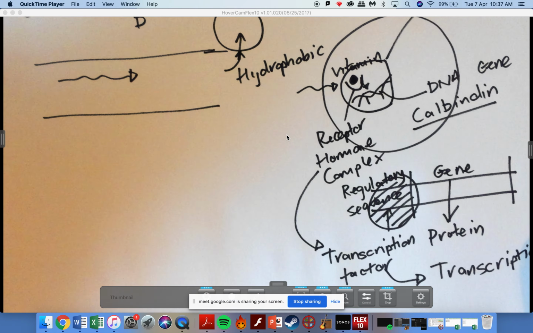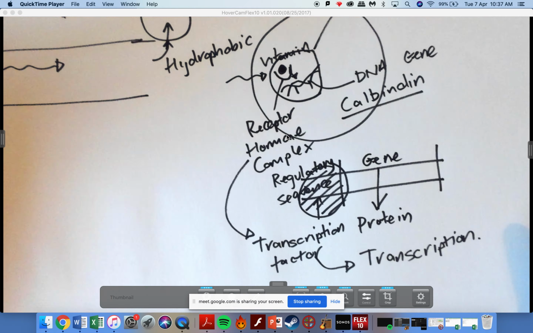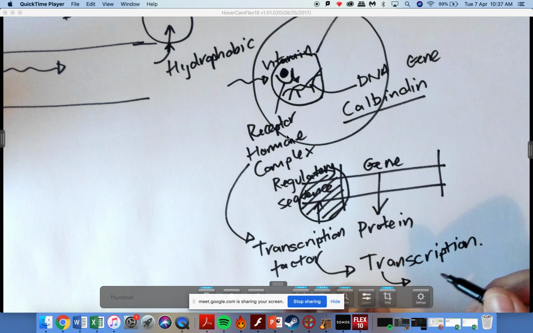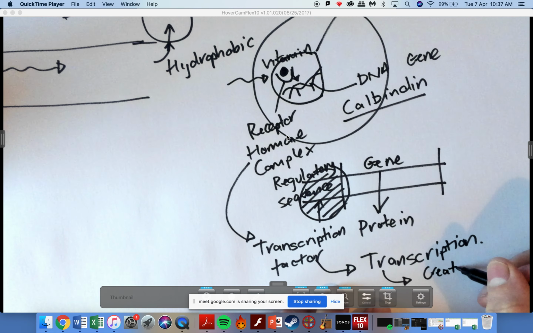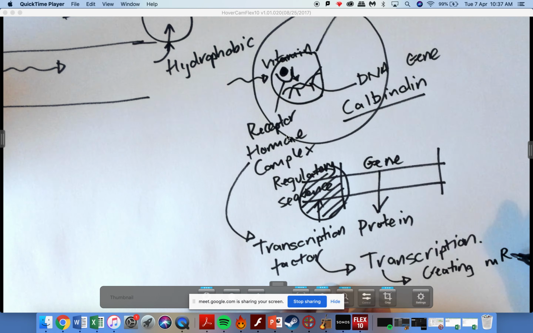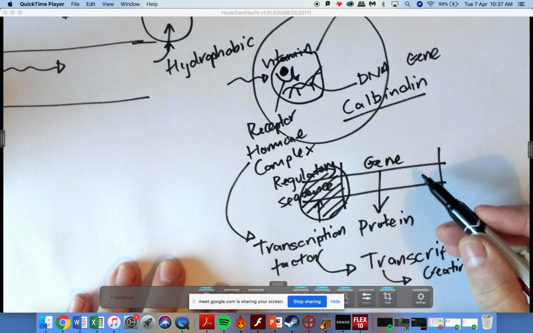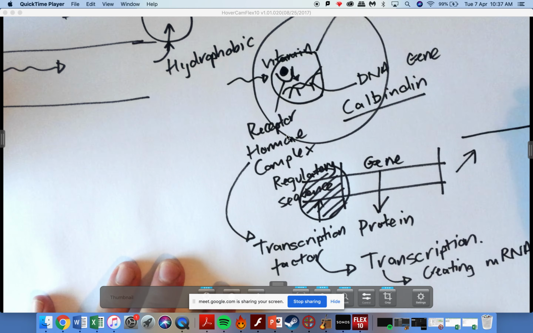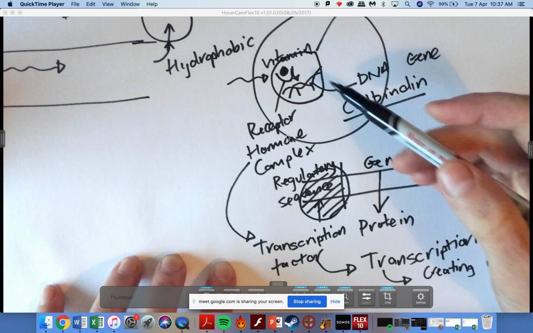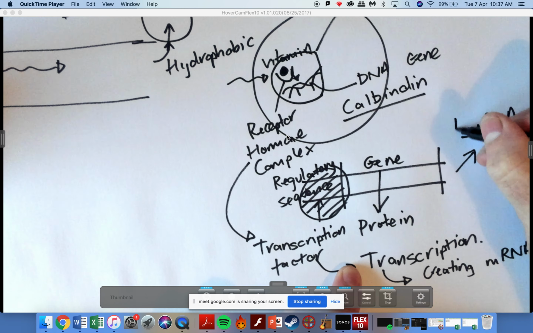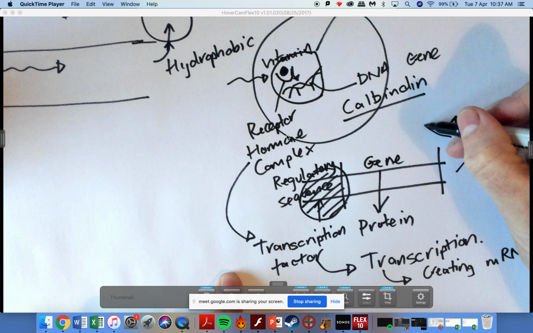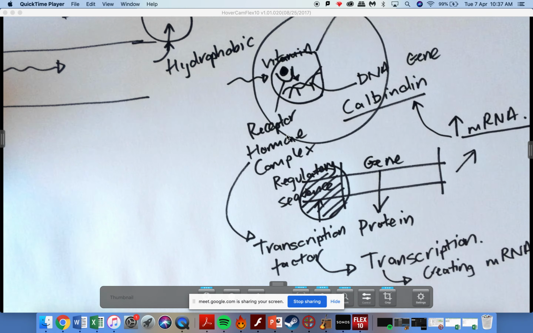So what is transcription? Transcription is using DNA, and it is creating mRNA. And so we go from the double-stranded, and it's kind of a copy, and we make a single-strand mRNA copy. So in the case of vitamin D, it's causing increased transcription for the mRNA, and it is the mRNA which is going to lead to cal-bindin.